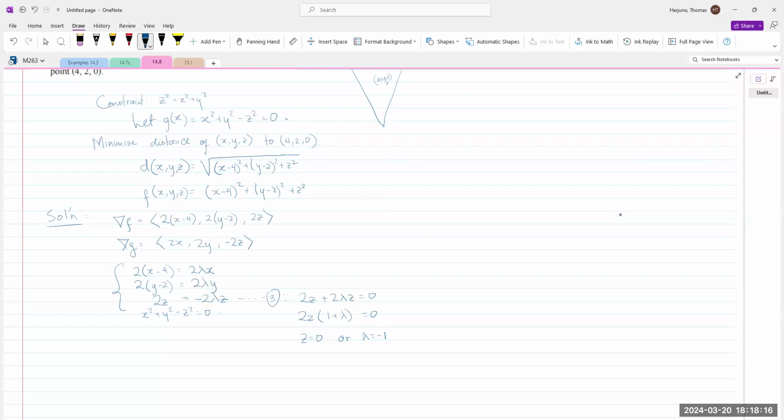Okay, now if I plug z equals 0 into equation 4, notice I don't touch equation 1 and 2 yet. You will see that when z equals 0, then in equation 4 I get x squared plus y squared equals 0. There's no way except that x and y equal 0.